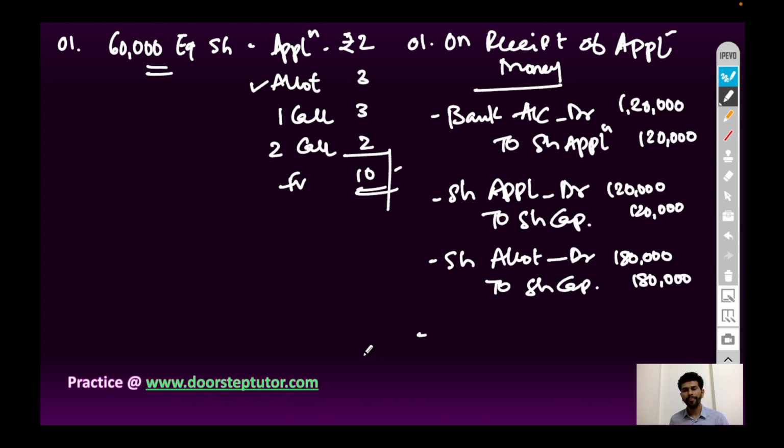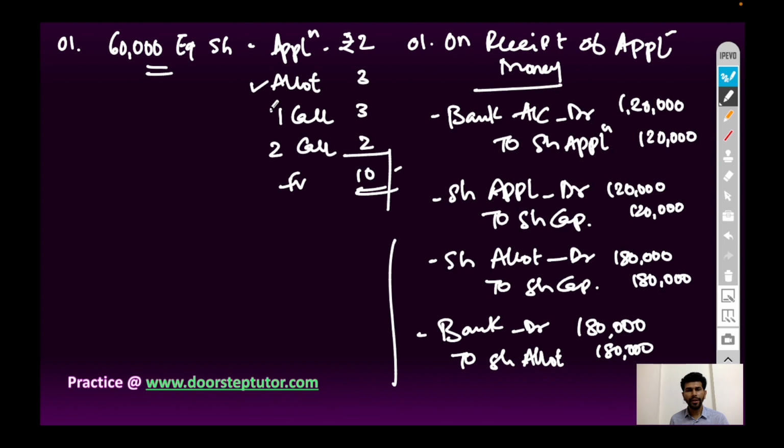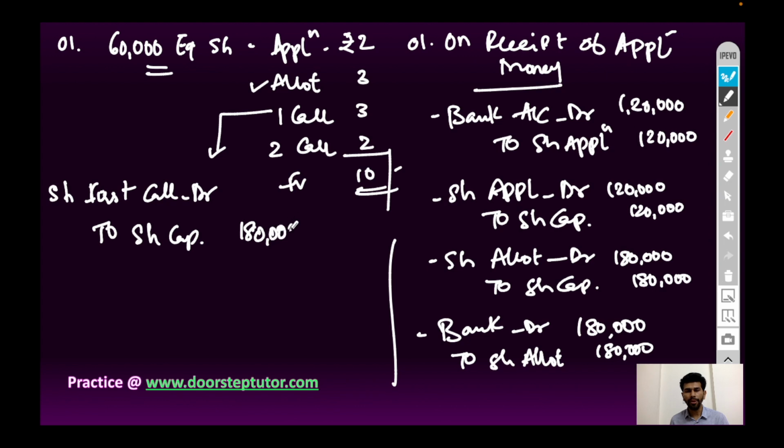Fourth entry will be receipt of allotment money, bank account debit to share allotment account. Amount will be same, 1,80,000. Next entry, first call money due. So entry will be share first call account debit to share capital account. 60,000 into 3, 1,80,000 rupees.